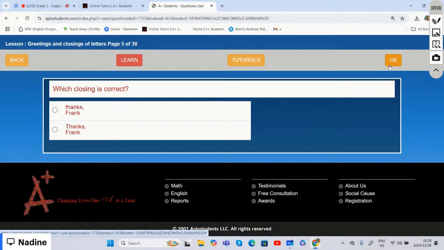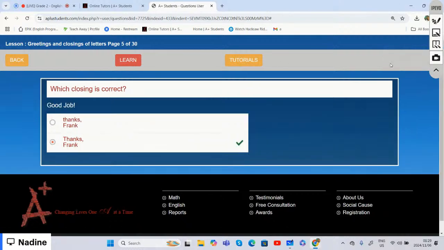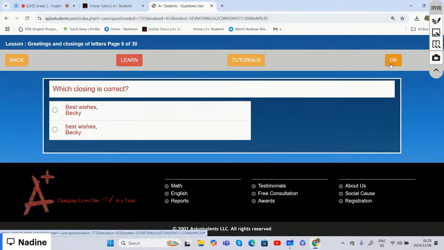And if we were to choose our correct closing of our specific letter, we are going to say it is option two. Because remember, when we have our greeting or closing, the first word needs to be capitalized. And of course, the name of the person, because it's a proper noun. So "Thanks, Frank," which is option two. Yes, well done.